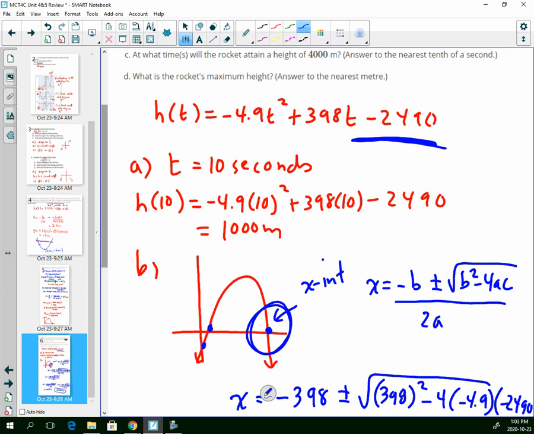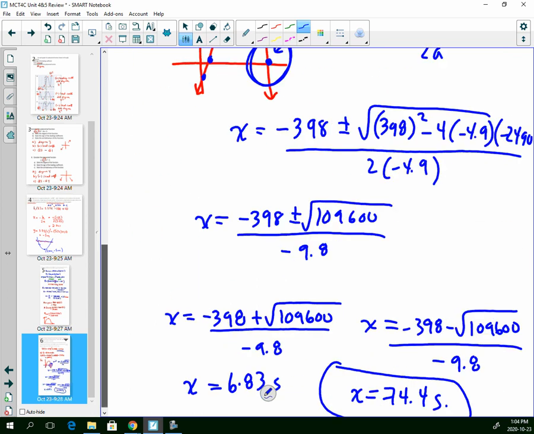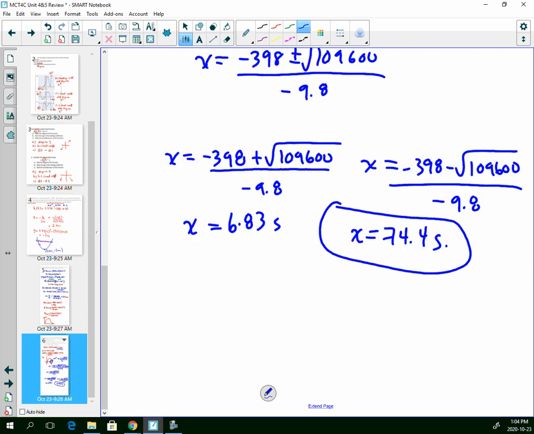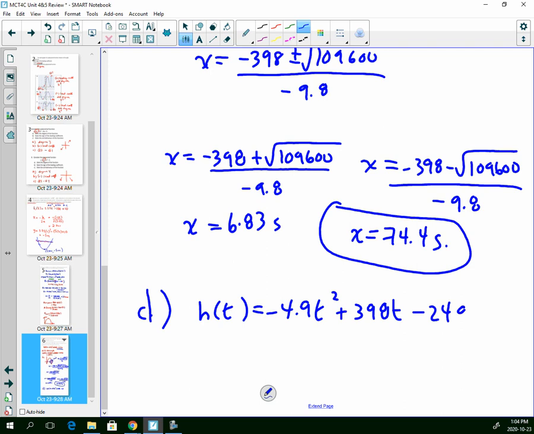And then C says, at what times will the rocket attain a height of 4,000? So that one, is that D? So here's my formula. So it wants to know when the height is 4,000. So I'm going to put in 4,000 for height.